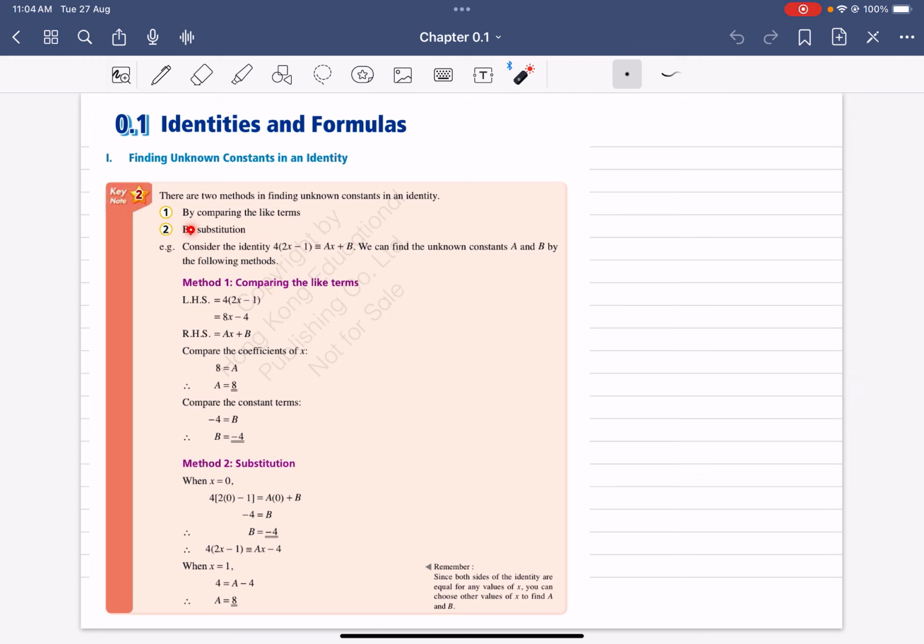For substitution, what will we do? We try to say that because no matter what x is, these two are equal. So we try to put x to be a certain number. For example, x be 0. Then for the right hand side, we can get rid of A because A times 0 is 0. And also when you use substitution, you should use the equal sign instead of the identical sign. So you try to put 0 here, and then you can find one of the unknowns. Try to let x be another number, then you can find another unknown.